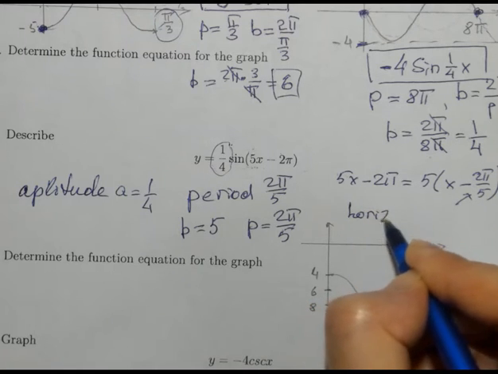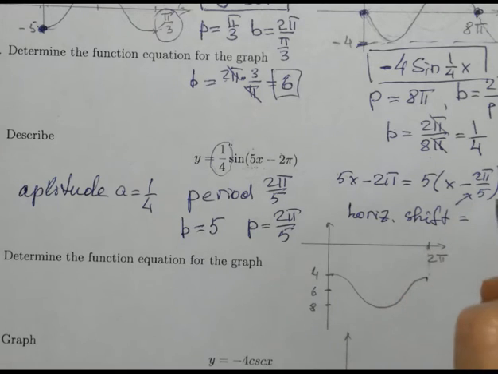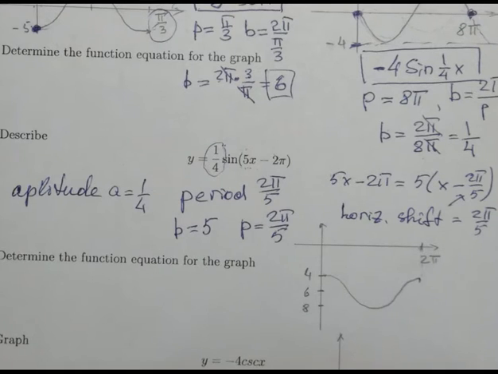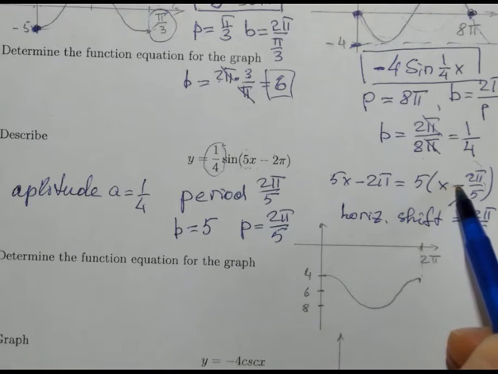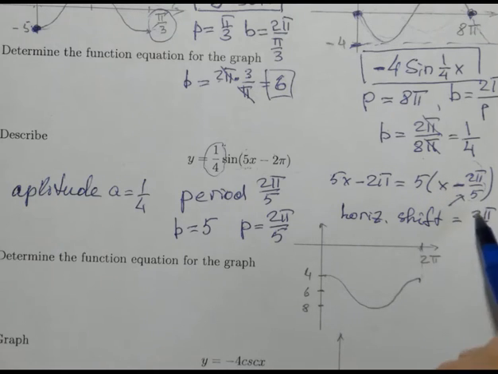So the horizontal shift equals 2 pi over 5. The horizontal shift is the number that is subtracted from x. So if you had a plus here, then the horizontal shift would be negative. Now we have a minus, so the horizontal shift is positive.